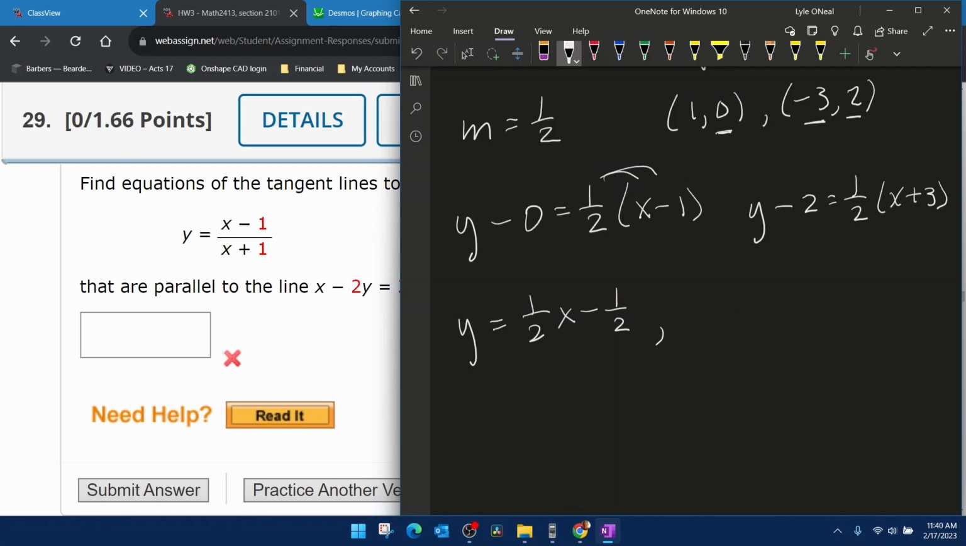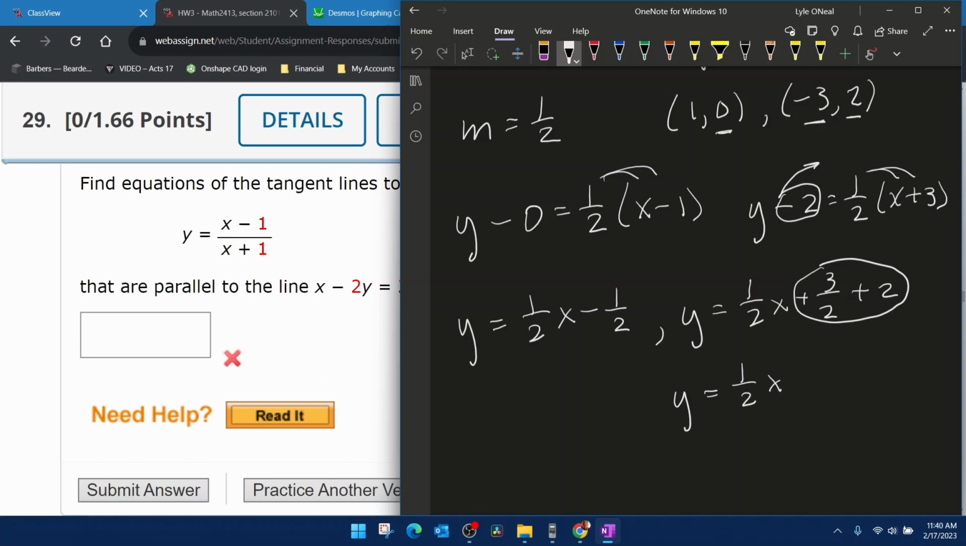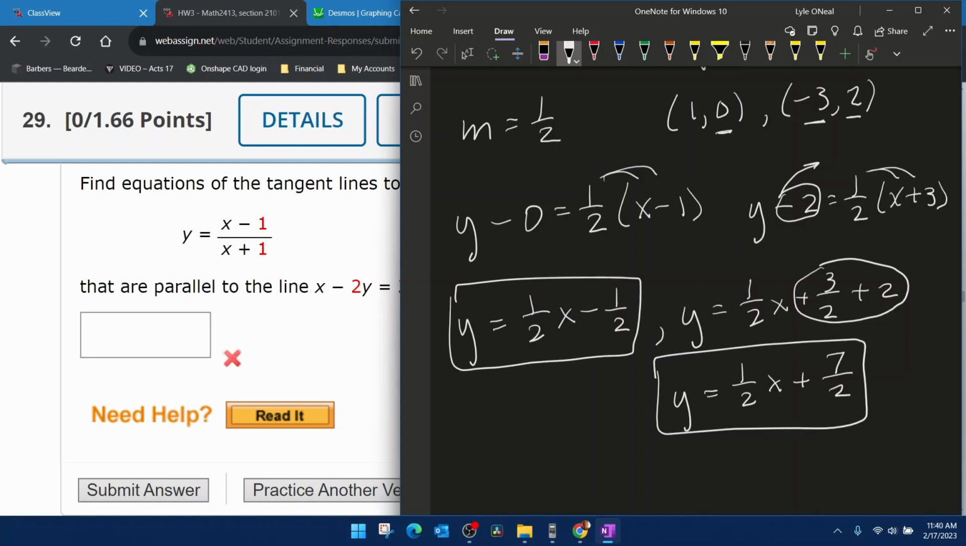Now for the other equation, it's going to be a little bit more work. Here the -2 has to move over, and we're going to distribute, giving us y equals 1/2 x, 1/2 times 3 is 3/2. The -2 becomes +2, and I need to add these like terms. So that's going to be 1/2 x plus, that's 3/2 plus 2, which is 7/2. And that gives us the equations of our tangent lines.